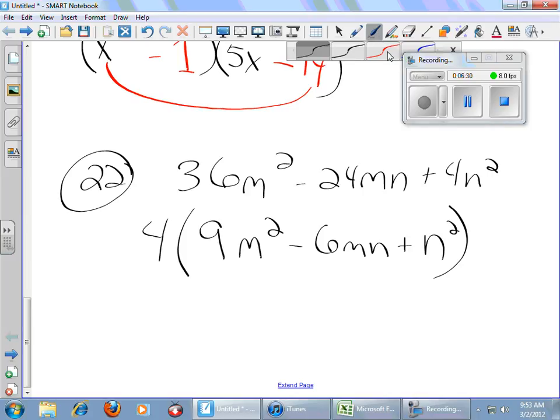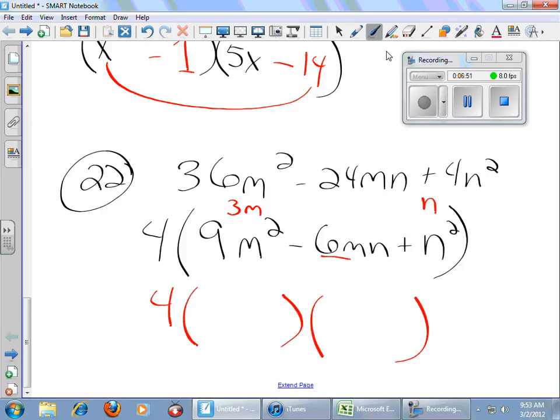Now, I think this one is a perfect square trinomial. I'm not positive, but I'm going to check. 9m squared, the square root, 3m. Square root of n squared, n. Multiply and get 3n, double, get 6n. 6mn, it matches. So I'm going to have my 4 out front. I'm going to have two quantities. All right, I'm going to have a 3m, an n, a 3m, and an n.